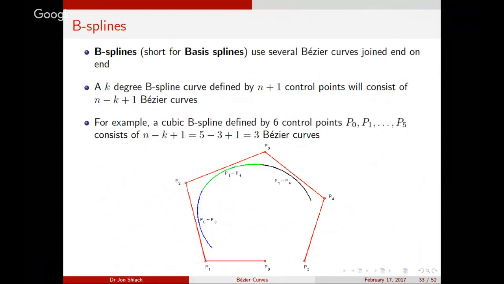What I've done here is plot some made-up points, P0 all the way around to P5, and I've also plotted some Bezier curves using B-splines. You'll notice they don't join up to the end, and I'll explain that now. But that's the basic premise behind B-splines: they're just Bezier curves joined end on end.